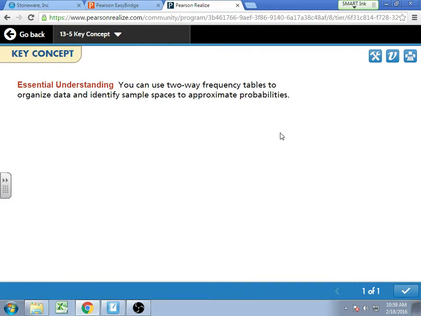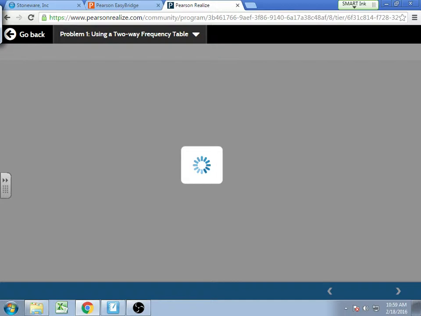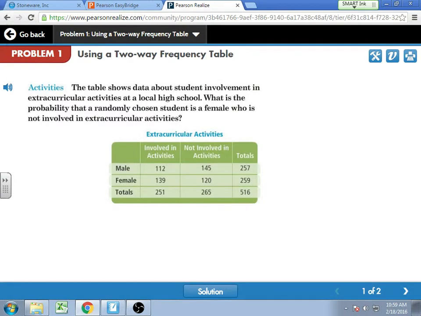This is where, using a two-way frequency table, we've got changes on the x, changes on the y. If we set it up like that, it is really important. And exactly what I said, we want to analyze what the assumed event is first, and then take the event that we're looking for. So a table shows data about student involvement in extracurricular activities at a local high school. What's the probability that a randomly chosen student is a female who's not involved in extracurricular activities?